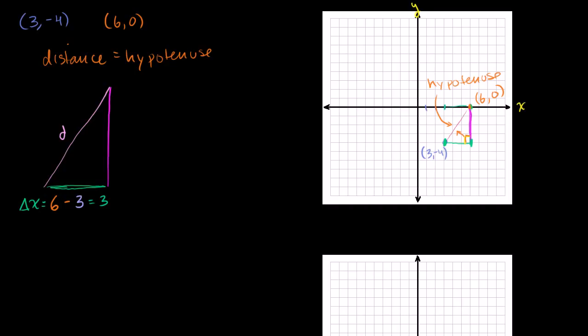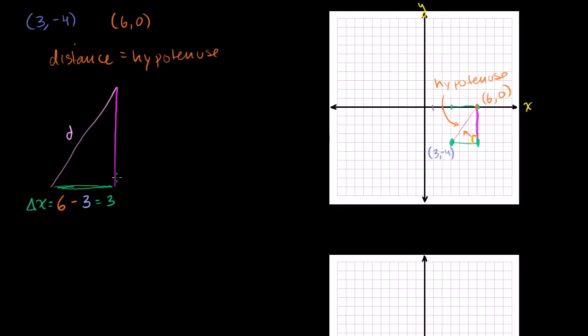Now, by the same exact line of reasoning, this height right here is going to be your change in y. Up here, you're at y is equal to 0. That's kind of where you finish. That's your higher y point. And over here, you're at y is equal to -4. So change in y is equal to 0 minus -4.